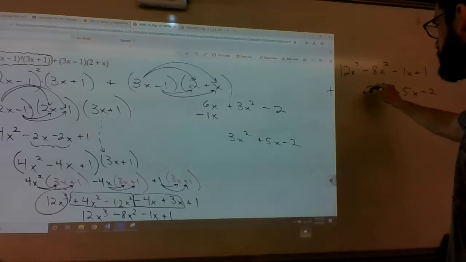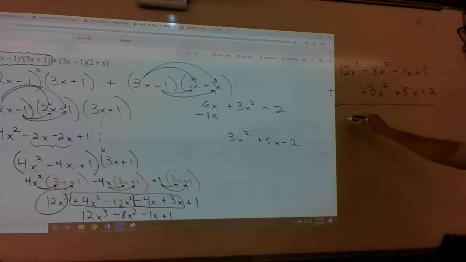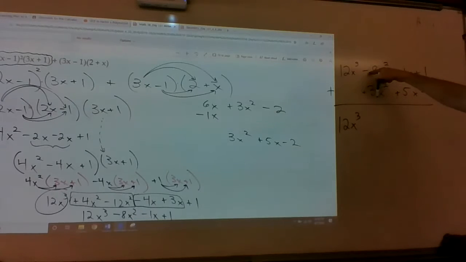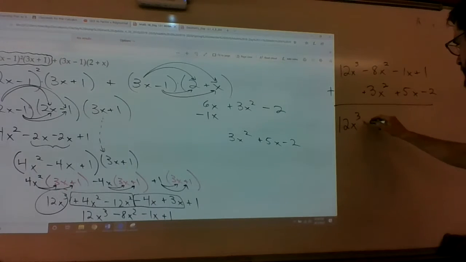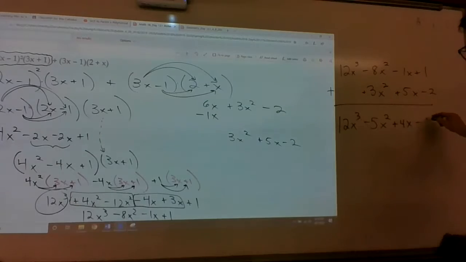So this is a positive 3x squared, and you get your final answer, 12x cubed. Negative 8 plus 3 is negative 5 x squared. Negative 1x plus 5x is positive 4x. And then plus 1 minus 2 is minus 1.